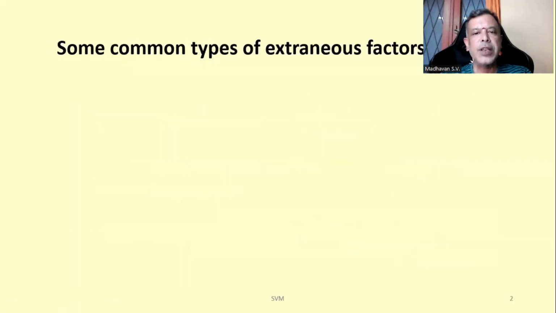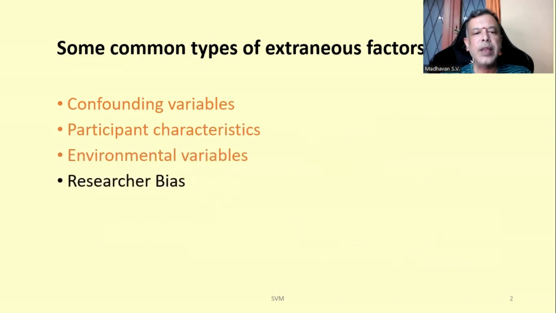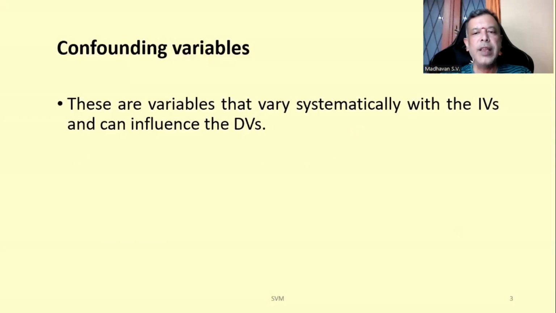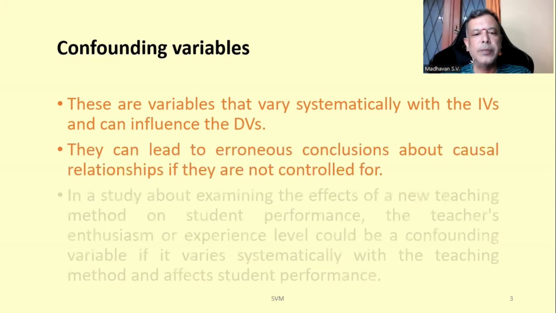Some common types of extraneous factors. First one, confounding variables, participant characteristics, environmental variables, researcher bias, demand characteristics. So first, confounding variables. What are these variables? These are variables that vary systematically with the independent variables and can influence the dependent variables. They can lead to erroneous conclusions about causal relationships if they are not controlled for.